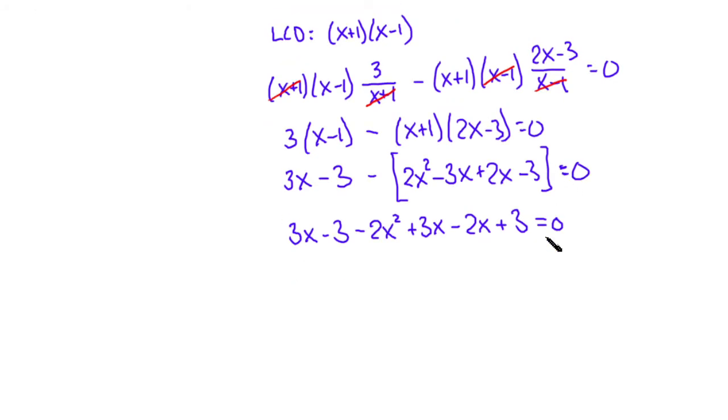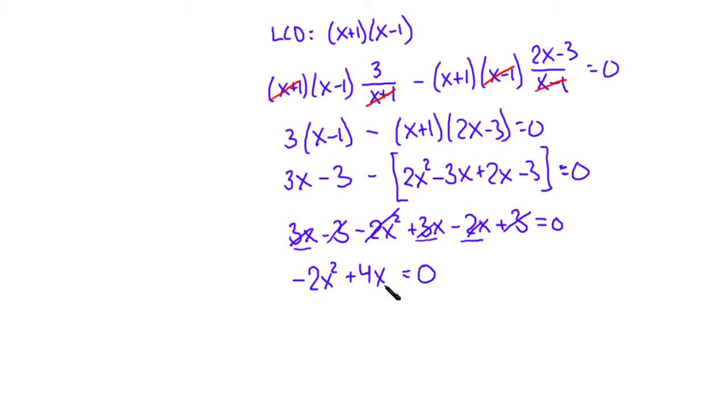And now we can combine like terms. So let's start with the highest order term. We have the negative 2x squared. There's no other x squared terms. It's just going to be negative 2x squared. I like to cross out the terms I've combined so I don't forget or double count something. We have 3x plus 3x, that's 6x, minus 2x, that is 4x. And then we have negative 3 plus 3, that just cancels, and we're left with this.